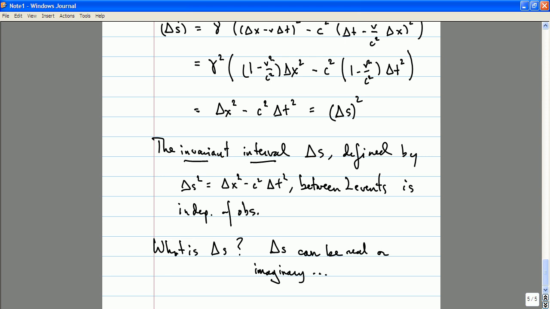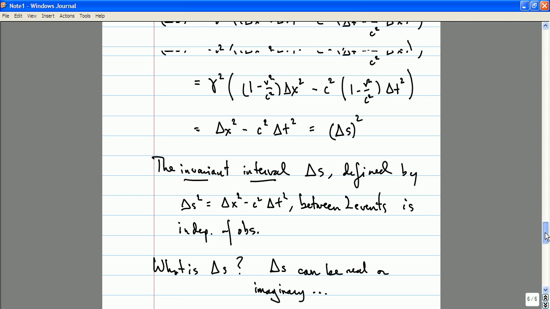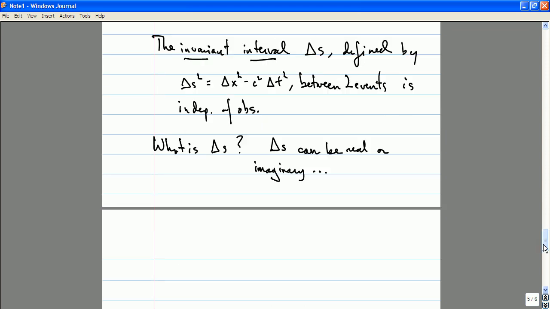So let's first understand these different cases where delta s is real or imaginary. In particular, delta s will be real or imaginary depending on whether delta x squared is bigger than c squared delta t squared or less than c squared delta t squared. So in order to consider the difference between these two cases, let's first consider the simplest case when delta s is equal to 0.